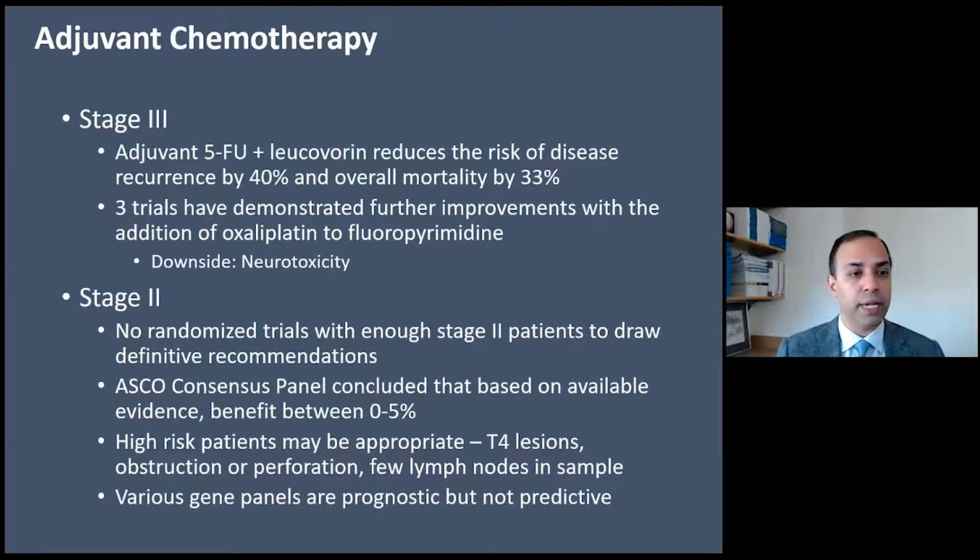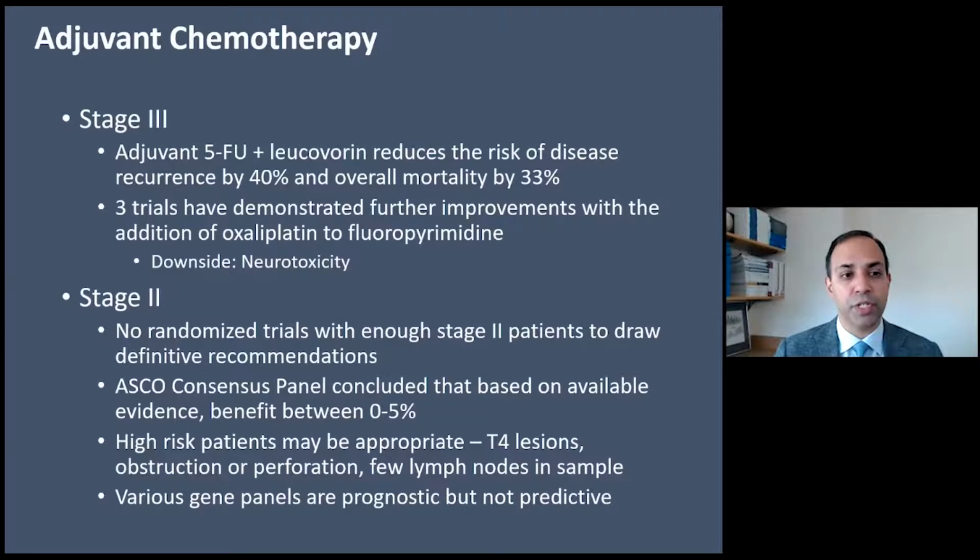Adjuvant chemotherapy has clearly demonstrated a benefit in patients with stage 3 colorectal cancer. Adjuvant 5-FU and leucovorin was shown to reduce the risk of disease recurrence by 40% and overall mortality by 33% in patients with stage 3 disease. Because of this, consensus guidelines have recommended the use of adjuvant 5-FU and leucovorin or capecitabine, an equivalent oral fluoropyrimidine, for patients who have resected stage 3 colorectal cancer.